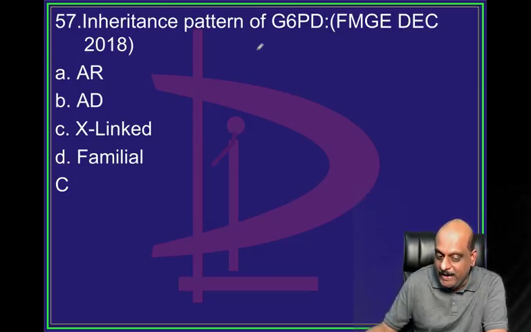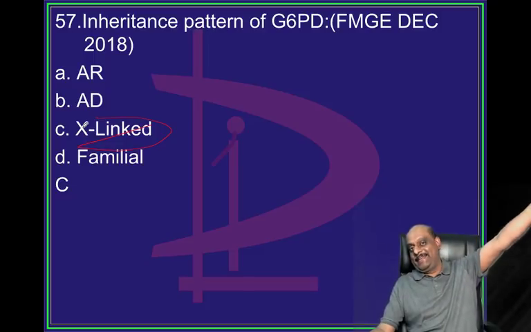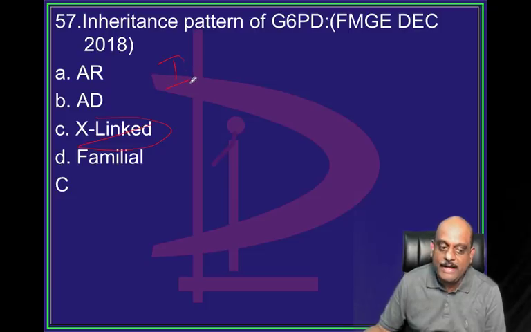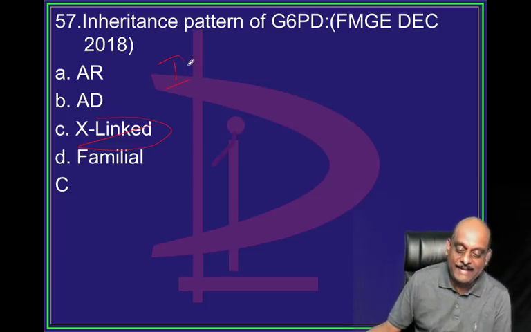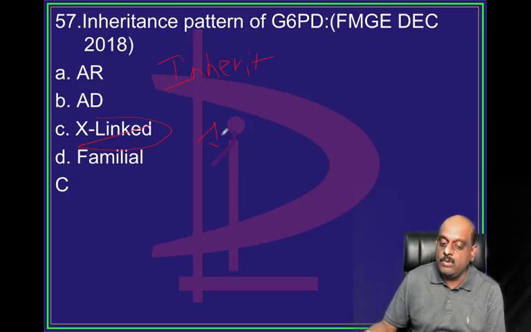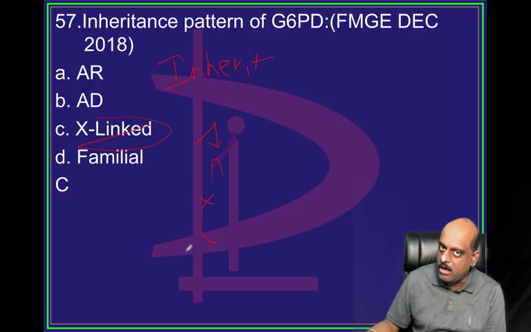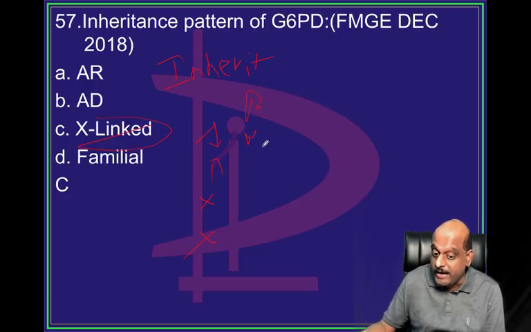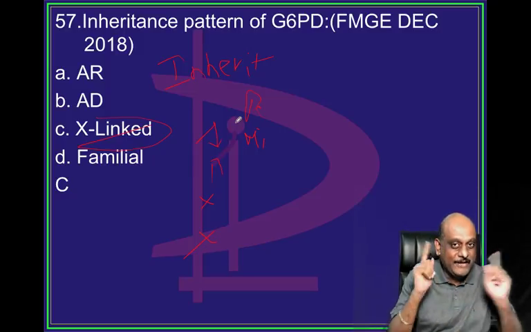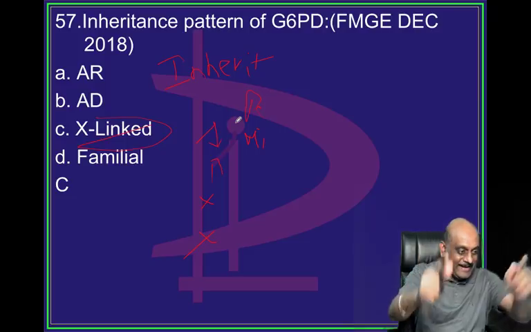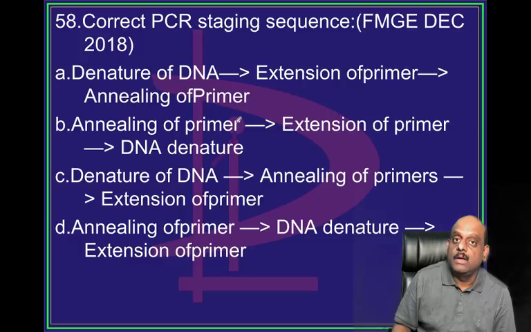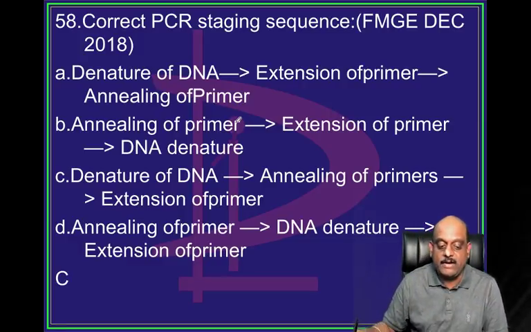Inheritance pattern of G6PD is X-linked. Once more, in tomorrow's exam, one question. Inheritance pattern, doctor: autosomal recessive, autosomal dominant, X-linked recessive, X-linked dominant, pedigrees, mitochondrial. Every time mother only giving, mother only giving, mother only giving kind of a pedigree, you'll remember mitochondrial inheritance. Right, doctor?